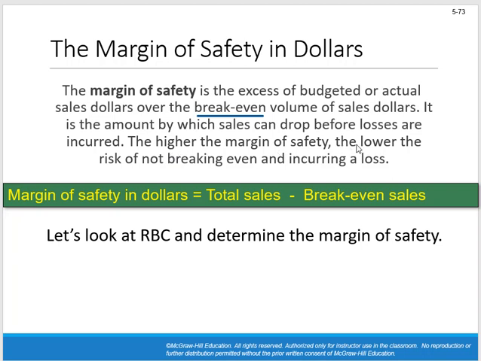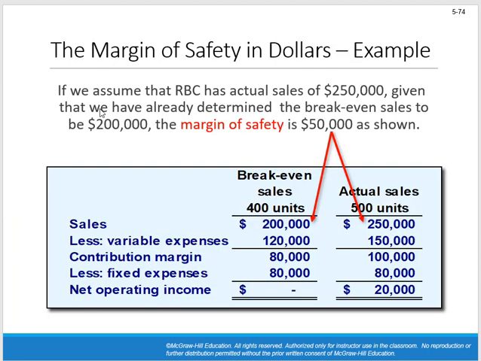The higher the margin of safety, the lower the risk of not breaking even and incurring a loss. So looking at RBC, our break even we know is 400 bikes. We learned that a long time ago. And if we compare that to our actual sales, 400 units versus 500 units, or we compare our sales dollars, 200,000 versus 250,000, we have a margin of safety of $50,000. We could also say that we have a margin of safety of 100 units.